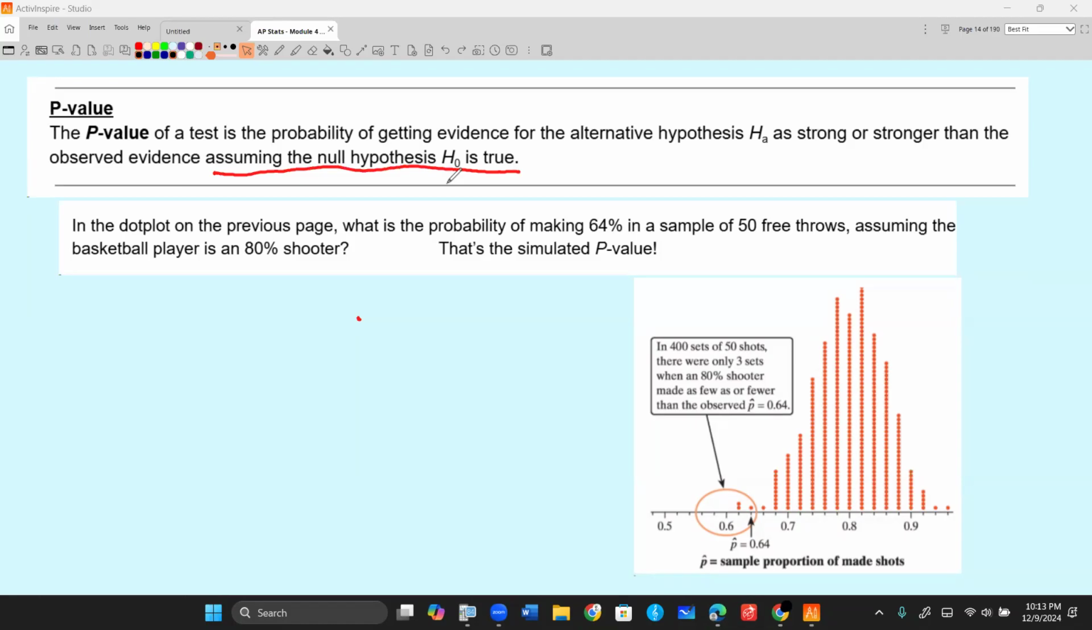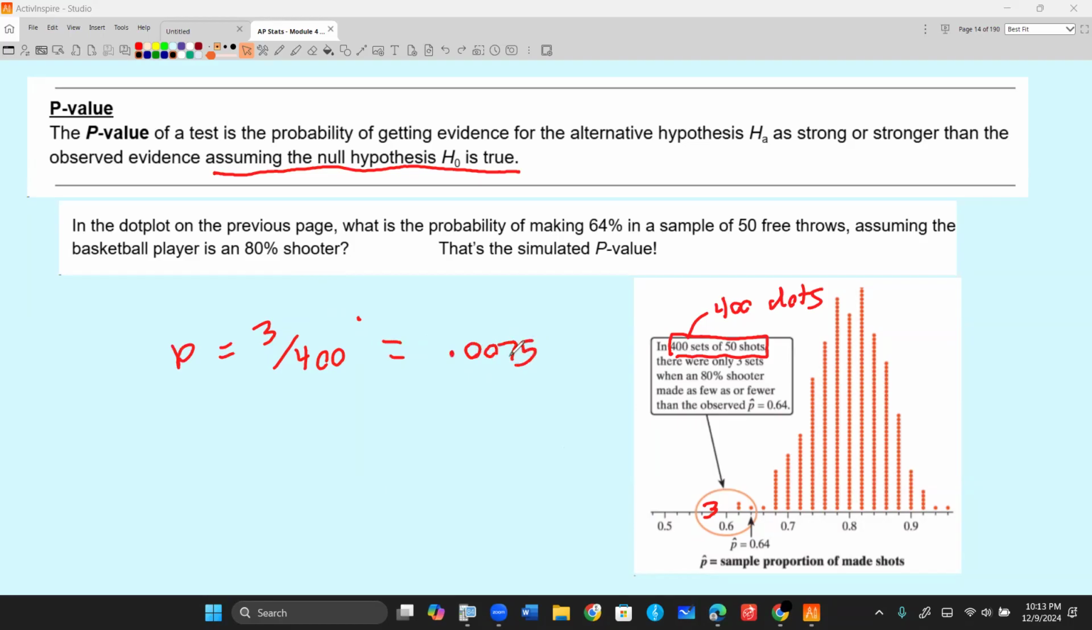So let's talk about this basketball player here. In the dot plot, the probability of making 64% in a sample of 50 free throws is going to be, well, I only see 3 dots here that are 64% or less. And there are 400 sets of 50 shots, so there are 400 dots. So our simulated p-value in this case is going to be 3 out of 400. Well, that's a pretty small number. In fact, that's equal to 0.0075.